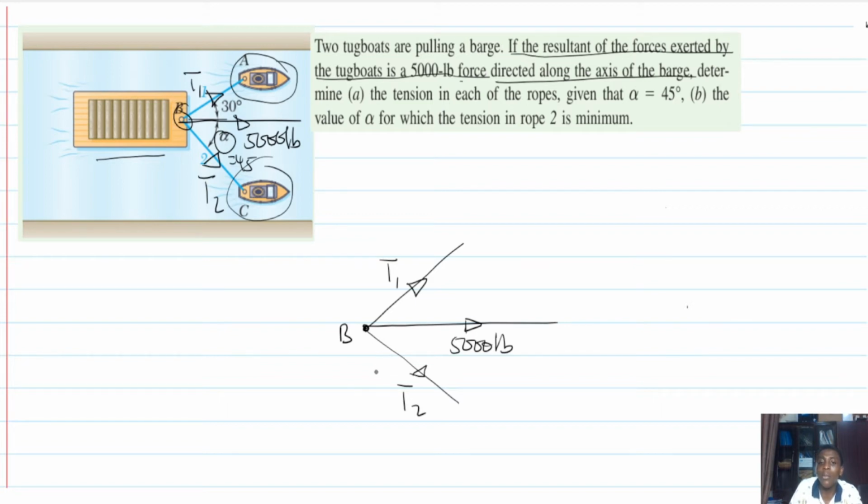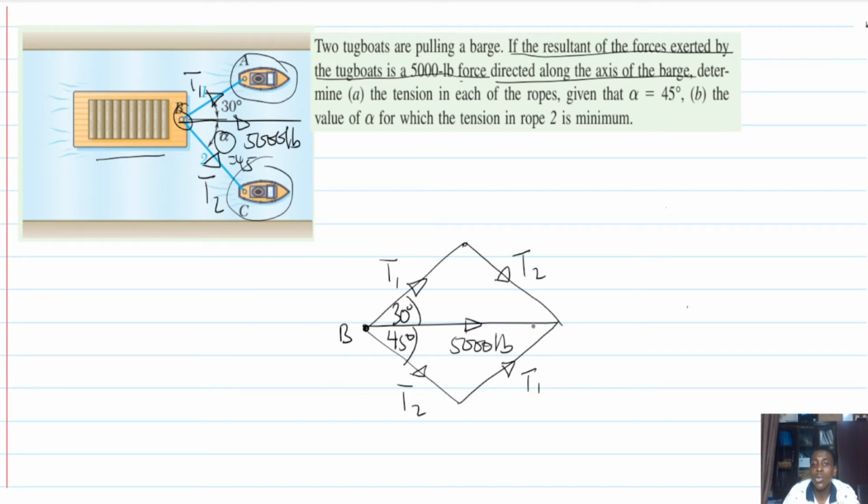Since we are using the parallelogram, we are just going to connect the two tensions to the horizontal, since that is the diagonal, in other words, the resultant. So I'll connect this to this, and this is going to be parallel to T1. Then I'll connect this point to this point, and that is also going to be parallel to T2. Now this angle right here is 30, and this is alpha, but we are told that it's 45.